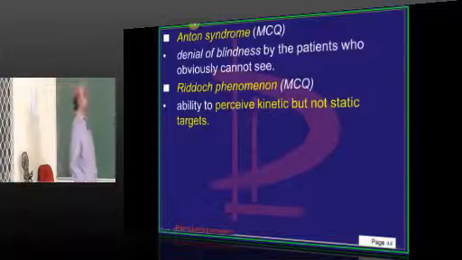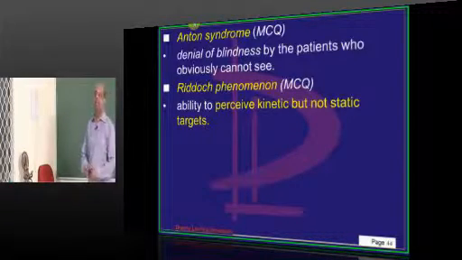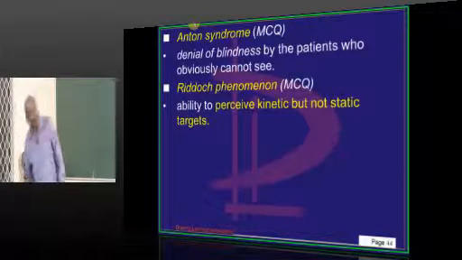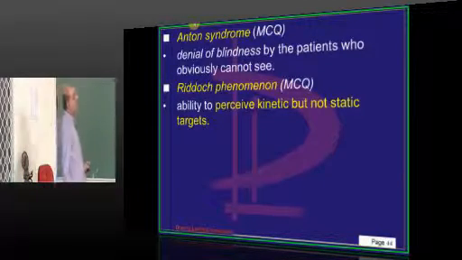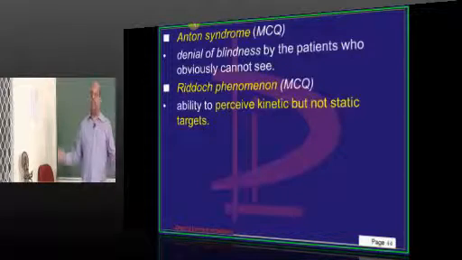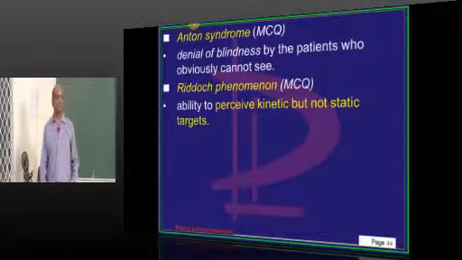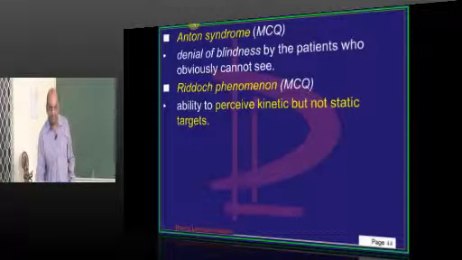Then Anton syndrome, Riddoch phenomenon. These are 2 words you need to know about cortical blindness before we say goodbye. What is Anton syndrome? Patients who have cortical blindness peculiarly deny that they have blindness. It's called Anton syndrome.